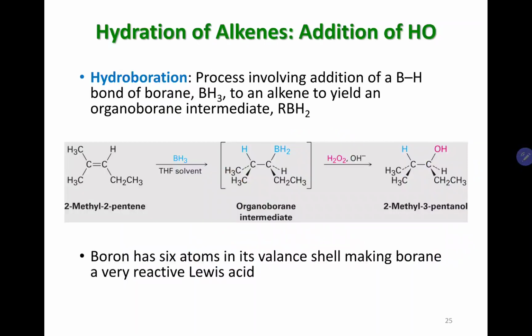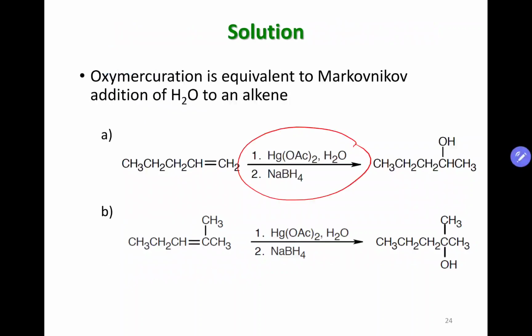So let's summarize the significance of the oxymercuration reaction. It behaves according to Markovnikov's rule, and if you have a cyclic alkene, the addition could be anti, which means you are getting a trans kind of product for the incoming hydrogen and the OH.